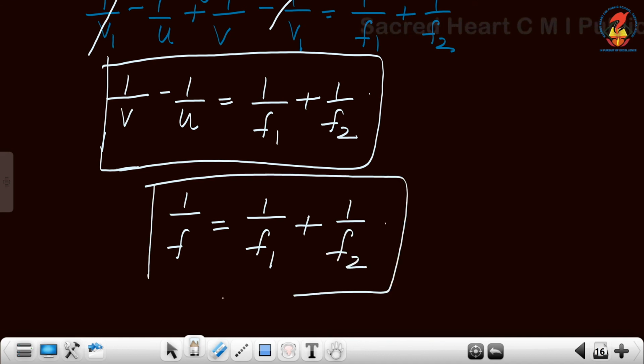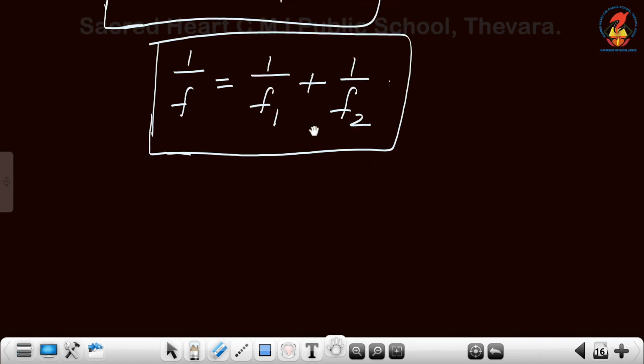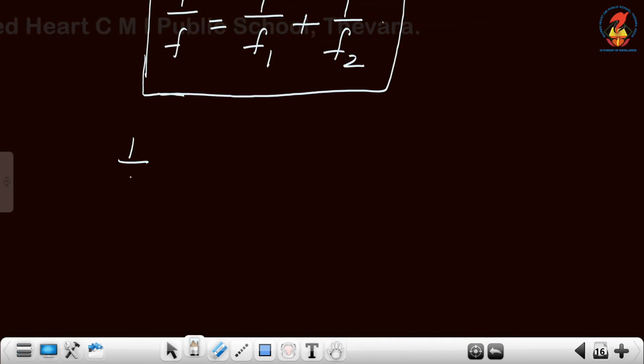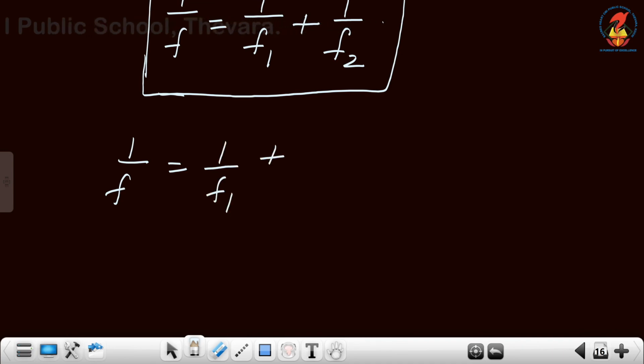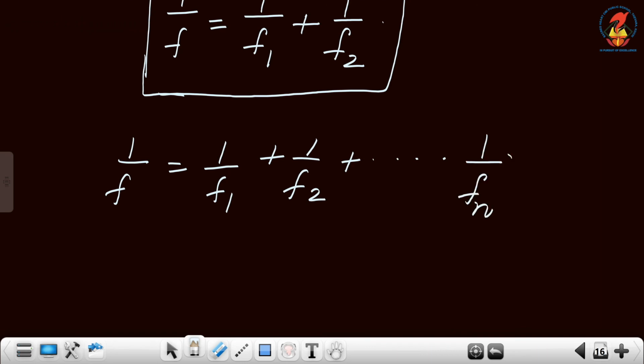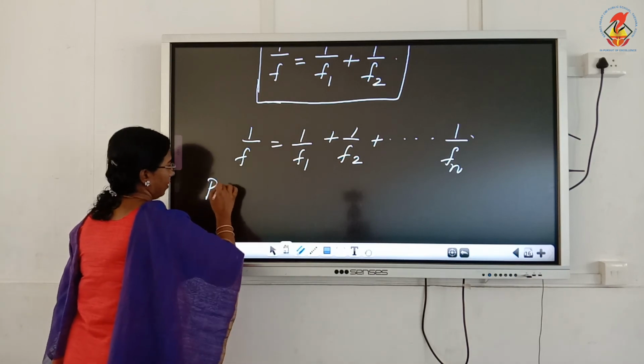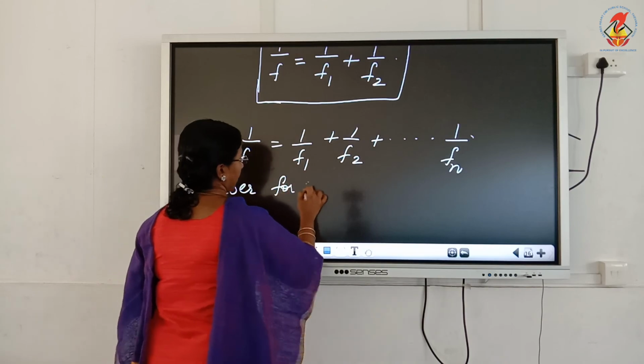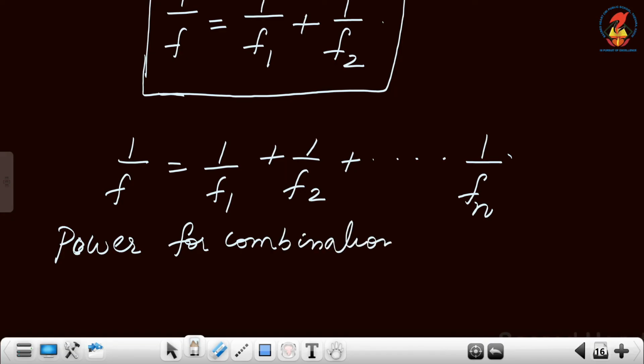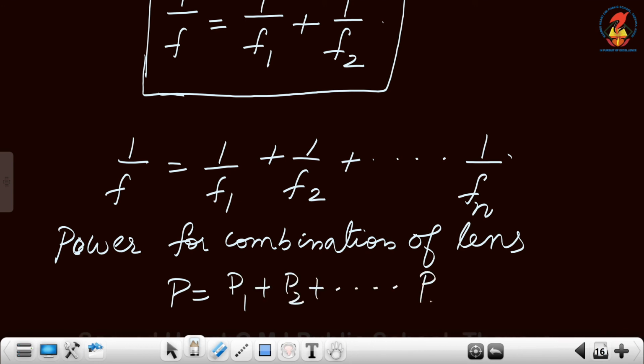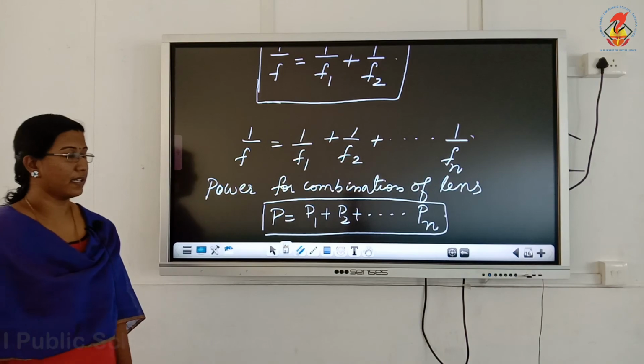This is the effective focal length for two lenses if they are combined. So if instead of two lenses we are using n number of lenses, then the above equation can be written as 1 by F is equal to 1 by F1 plus 1 by F2 plus etc. 1 by Fn. Similarly, power for a combination of lenses will be P is equal to P1 plus P2 plus etc. Pn. I hope this derivation is clear to you. Thank you.